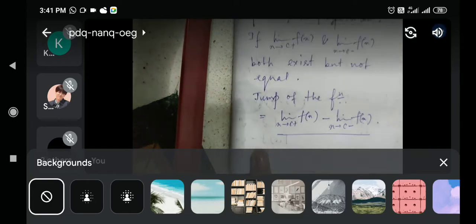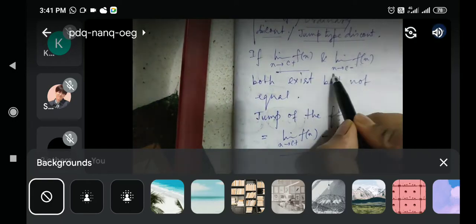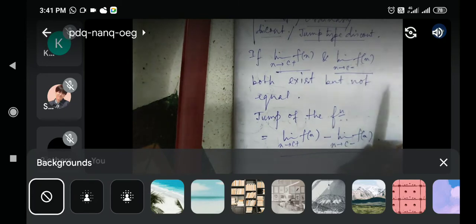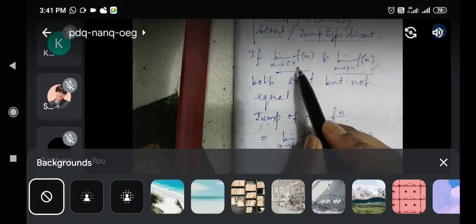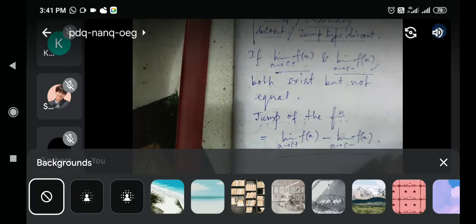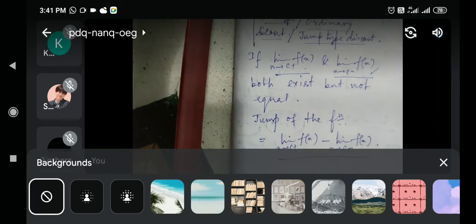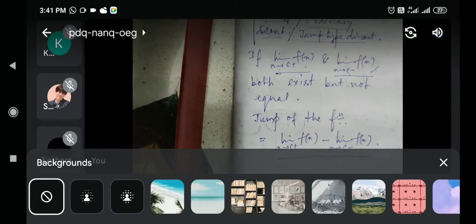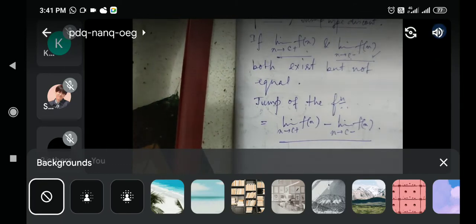Remember, both the left hand limit and the right hand limit should exist. Not like one is existing and the other does not exist. No, then this wouldn't be called a jump type of discontinuity. That will be another type of discontinuity. But here both should exist but they are not equal. Okay, now let's take one example.